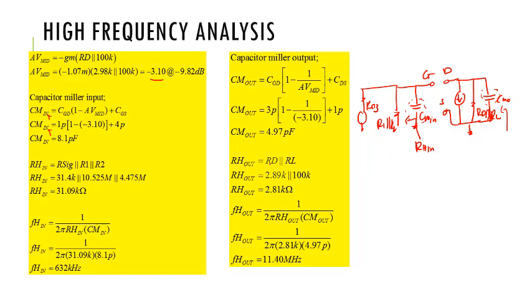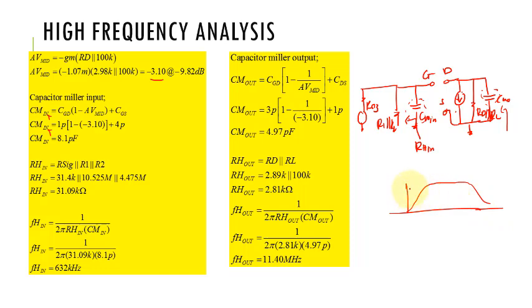We remove the capacitor and find out the RH out total. So we have the RD in parallel with our RL. When we remove the capacitor, we short our source, and this current source will be open, and we have only one resistor. Then we determine the high cutoff frequency at the output side. So the final value is 11.4 megahertz.